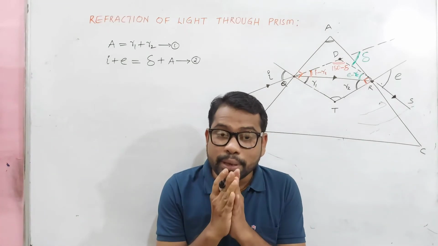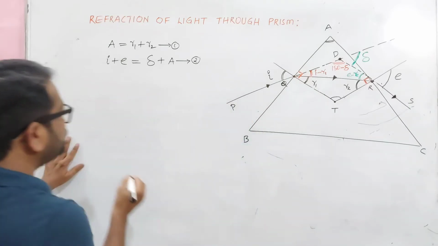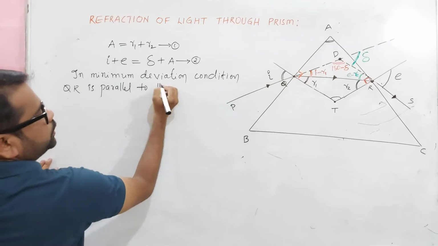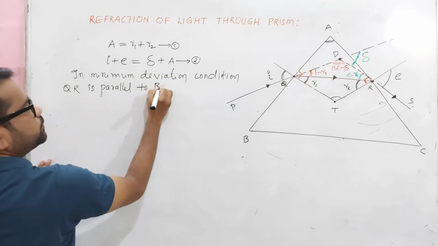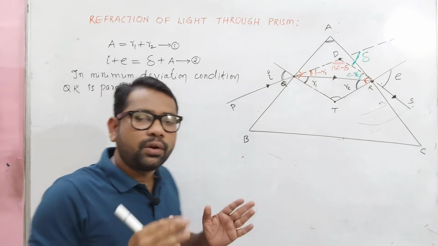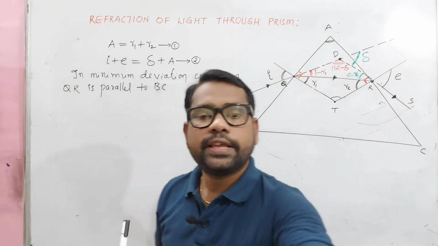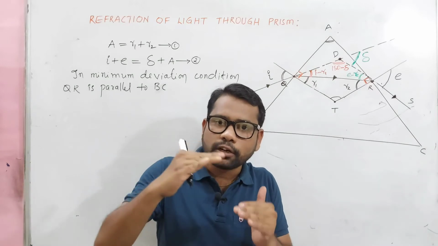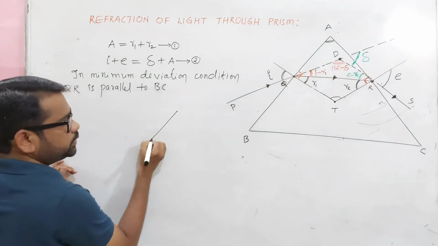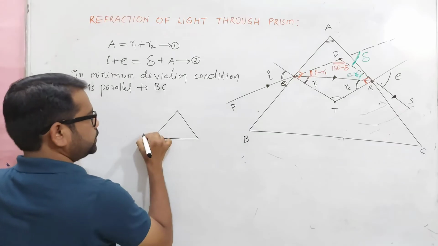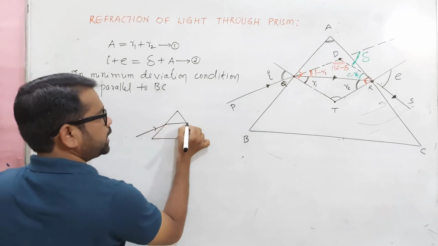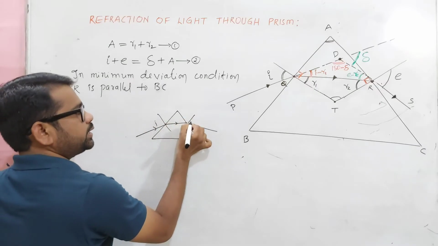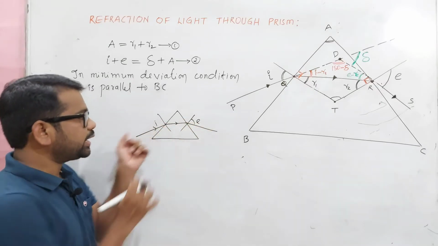Now teacher, at minimum deviation, it's very important. There is a term called minimum deviation, very important. So in the minimum deviation position, what happens, dear children, is that the refracted ray is parallel to the base of the prism. Look here. The light ray is going like this, parallel to the base. Here is the angle of incidence and here the angle of emergence. So the refracted ray is parallel.